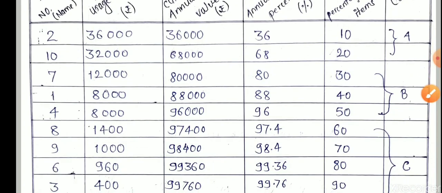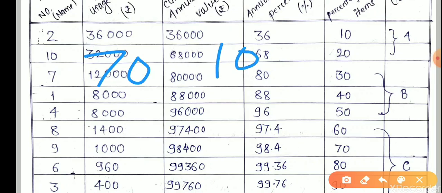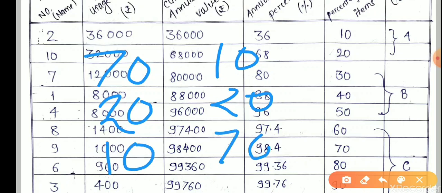Now B items. We revise. A items have 70% value and 10% consumption, B items have 20% value and 20% consumption, and finally C items have 10% value and 70% consumption. So A has about 70. Here it is 68, hence we choose this as A.